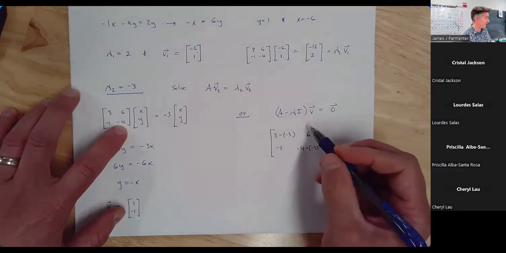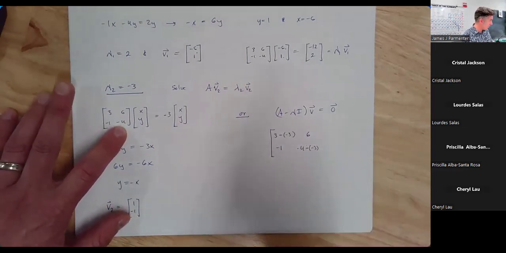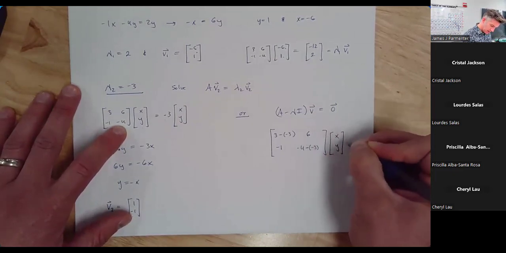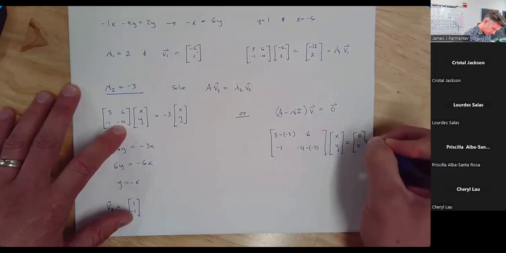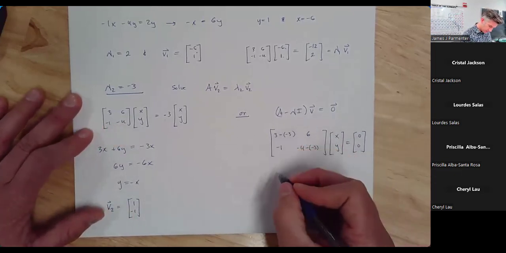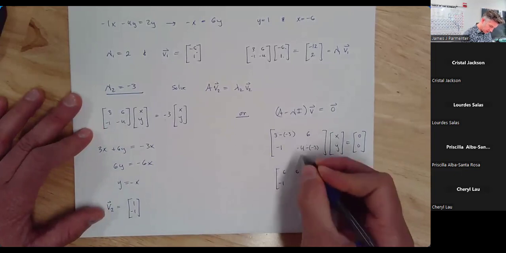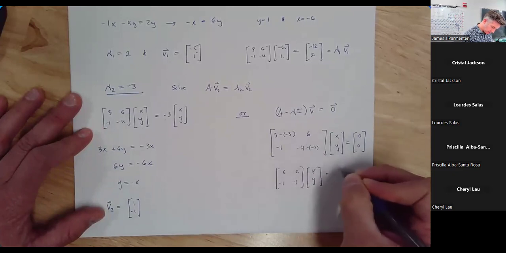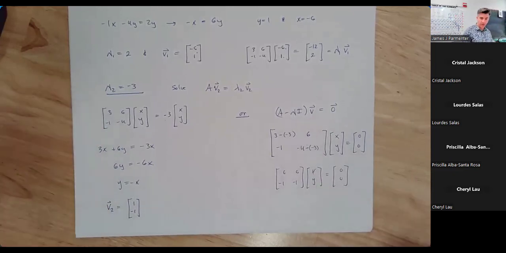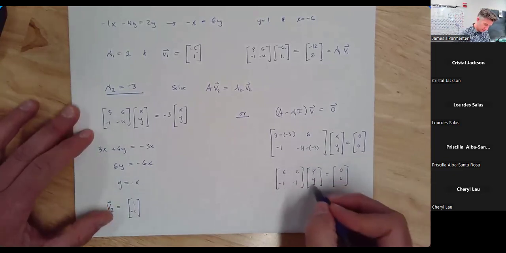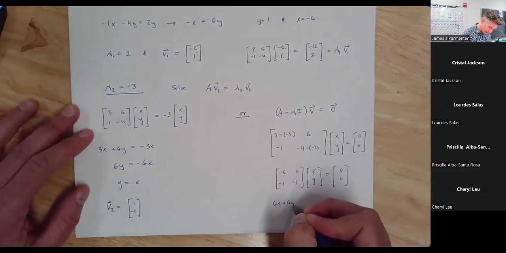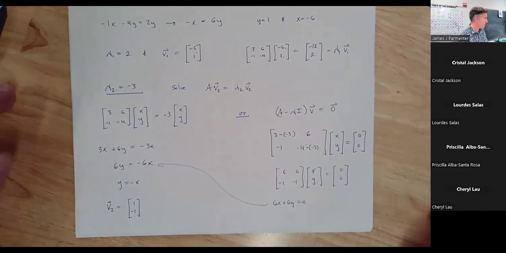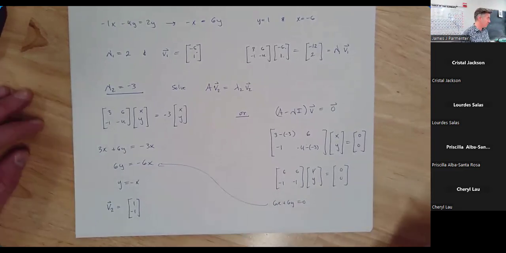Because again, you're subtracting the eigenvalues on the diagonal, nowhere else, times the eigenvector that we're pretending we're trying to find, now equal to the zero vector. So here's what we've got. We've got 6, 6, -1, -1 times x, y equal to 0, 0. If you use either equation, the first equation is 6x plus 6y equal to 0. And yeah, we're getting exactly back to the same place. That's 6y equals -6x, which is y equals -x, which gives you the same eigenvector.